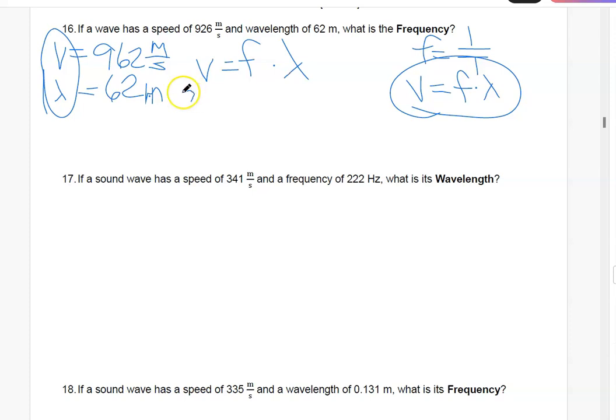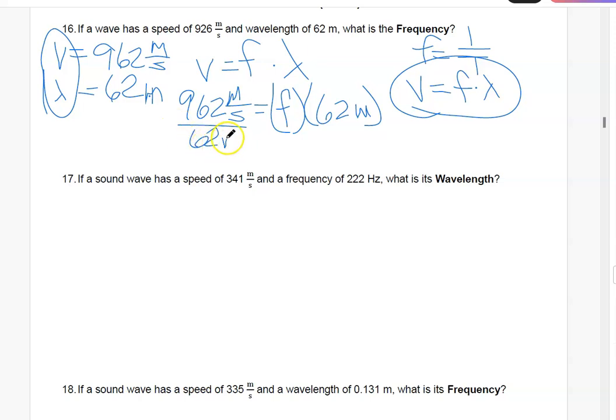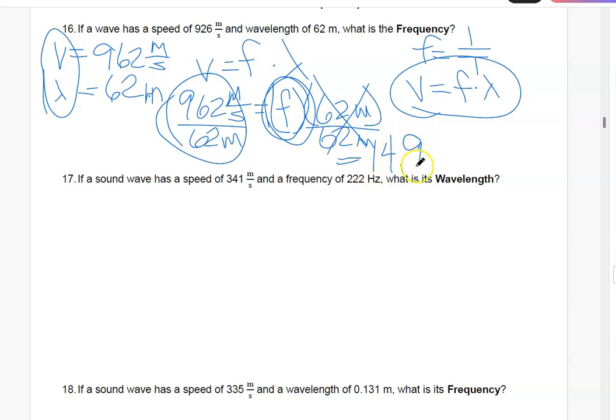We know the speed is 962 meters per second, and we know that equals our unknown frequency times our known wavelength of 62 meters. We divide both sides by 62 meters, and that cancels the 62 meters on the right side, leaving only the frequency. And now we have this relationship that we plug into our calculator, and we end up getting a numerical value of 14.9. What are our units?